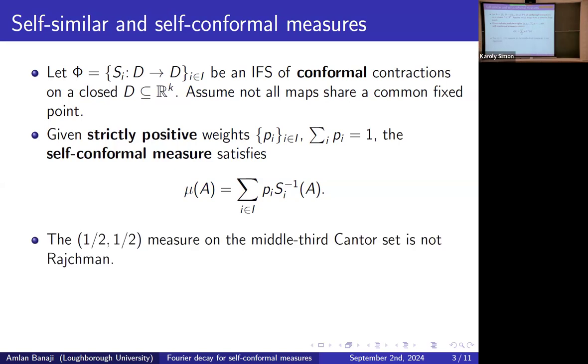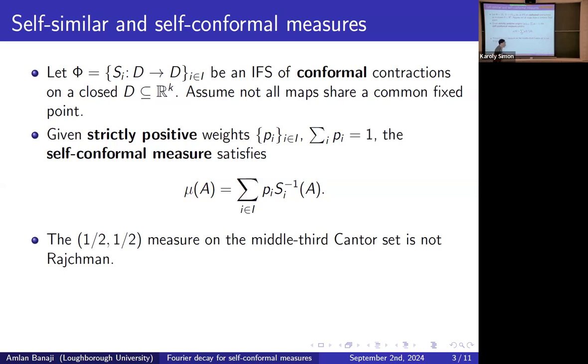And the theory of Fourier decay for self-similar measures is actually very interesting and subtle. So the first observation to make here is that the simplest self-similar measure you can think of, so this is the half-half measure on the middle third Cantor set, is not a Rajchman measure.